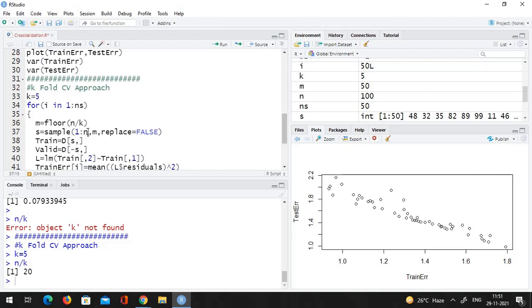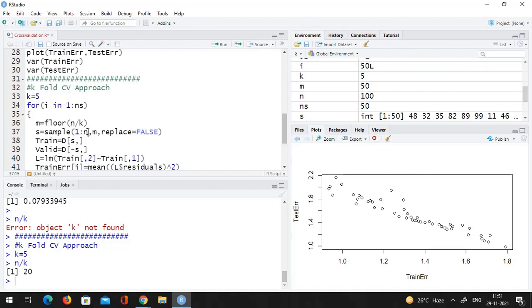Instead of drawing 5 samples, what I want is some arbitrary elements. So if I order the existing n observations randomly, and then I say the first 20 of them I'm going to pick as the first set, the next 20 as the next set, and so on, then it should work.